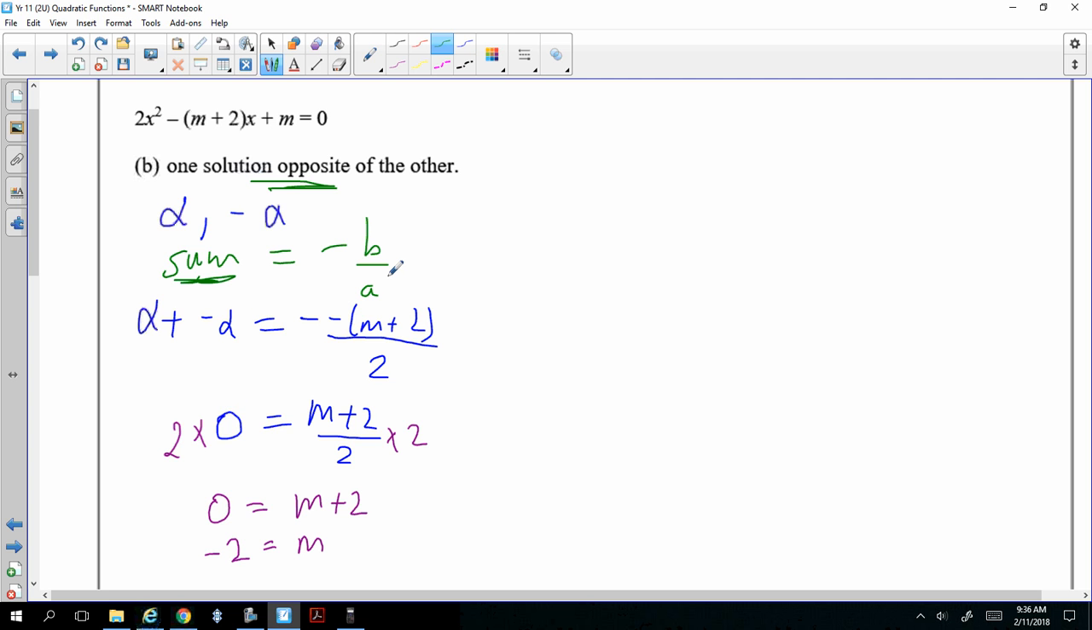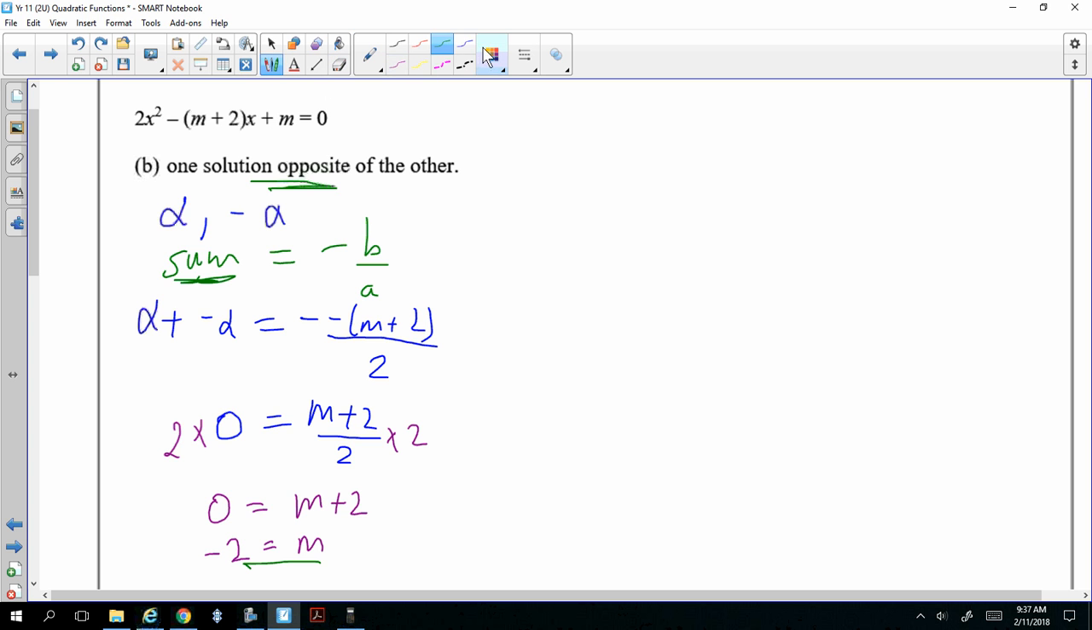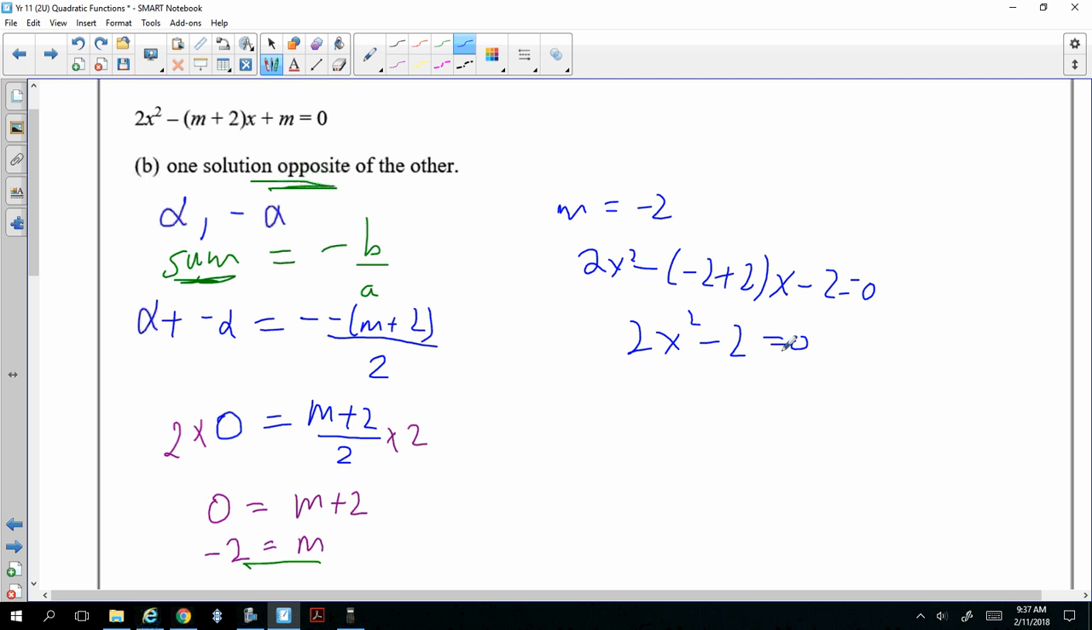Okay? Alright. Now you may ask, what if I put negative 2 into the formula? Do you get one root to be the reciprocal of the other root? You do. So let's substitute m. So let's say m is negative 2. What do you get? 2x squared minus negative 2 plus 2x minus 2. And what do you get? You get 2x squared minus 2 is 0. X squared equal to 1. X is plus or minus 1. Yes, they are opposite of each other, right? That's alpha. That's negative alpha. Does that make sense? Alpha, negative alpha.